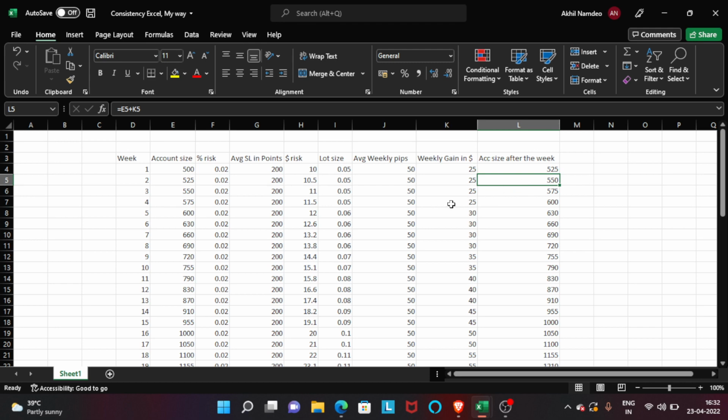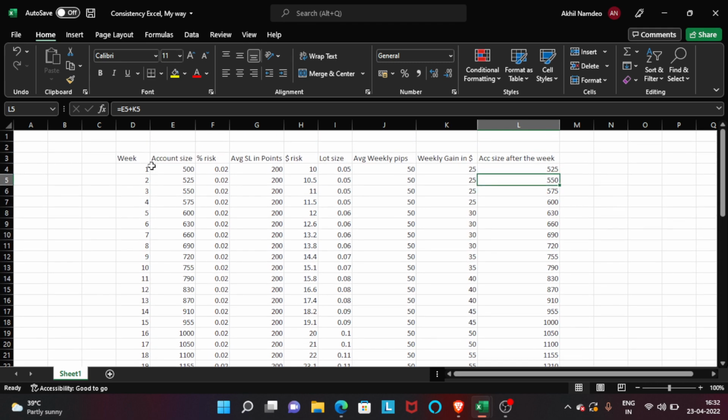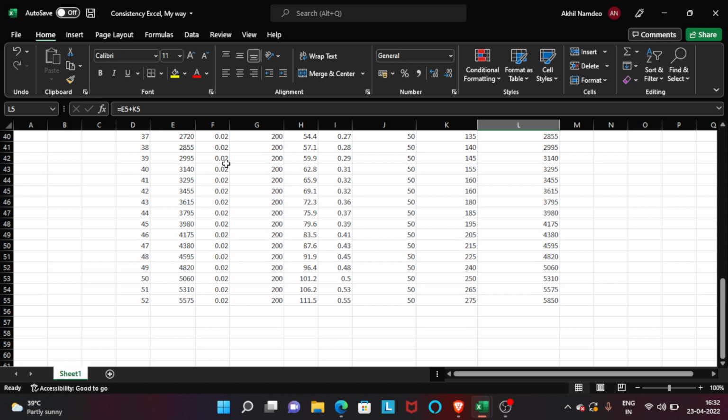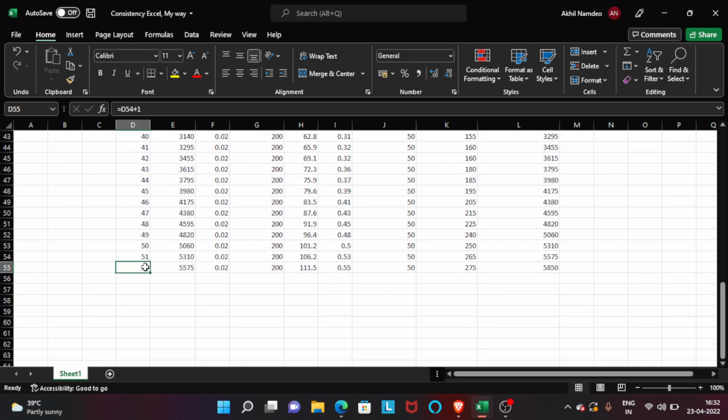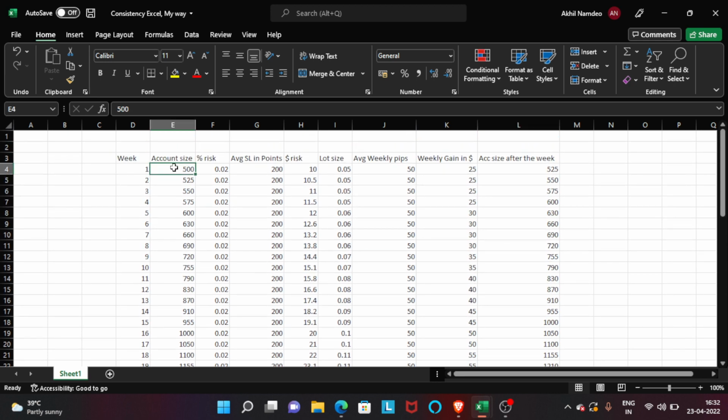Now you just see this. I'll be sharing this Excel with you guys if you want me to do that. No worries with that. You see that as we proceed and keep going until the 52nd week, which is like 1 year, we are going to end our balance with $5,850. So we started with $500 and we ended up with $5,850, right?